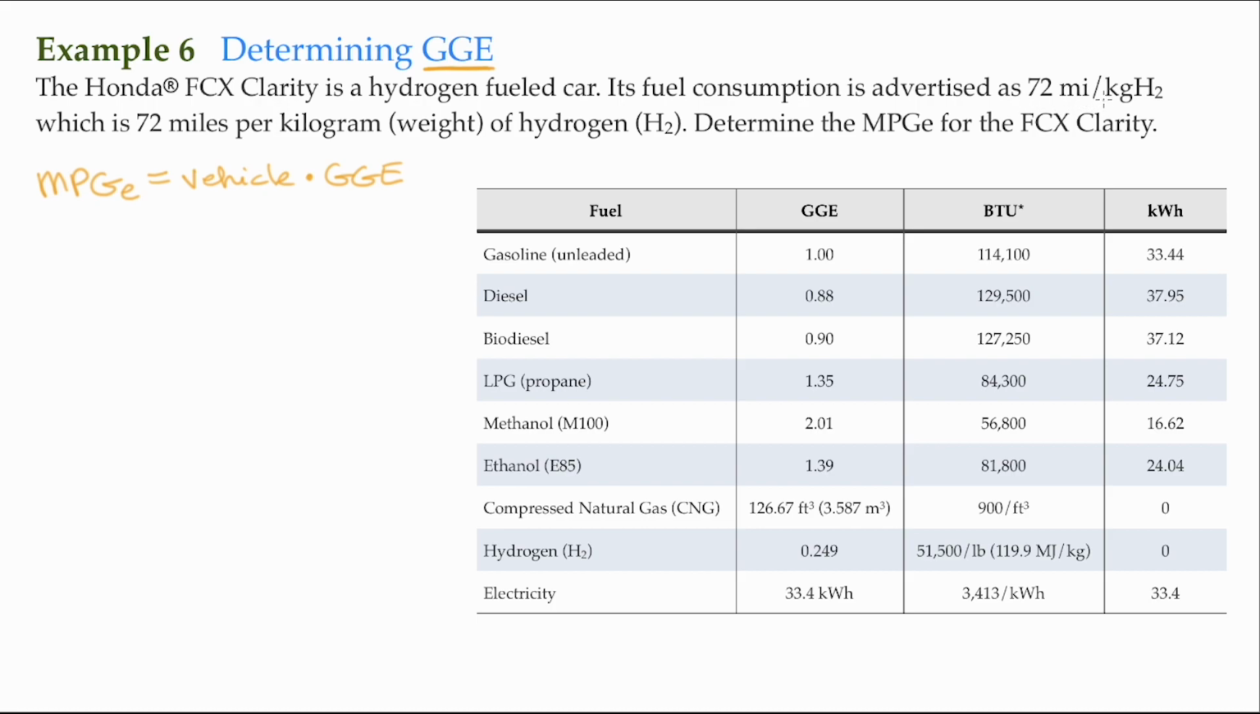So it uses hydrogen, and if we look right here, here's the hydrogen down here. So the vehicle advertises as getting 72 miles per kilogram of hydrogen. How can we equate that to miles per gallon of gasoline? So we take the 72 miles and we multiply that by the gallon of gasoline equivalent. And right here, here's our GGE. We just go down here and list it right here, and it's 0.249.